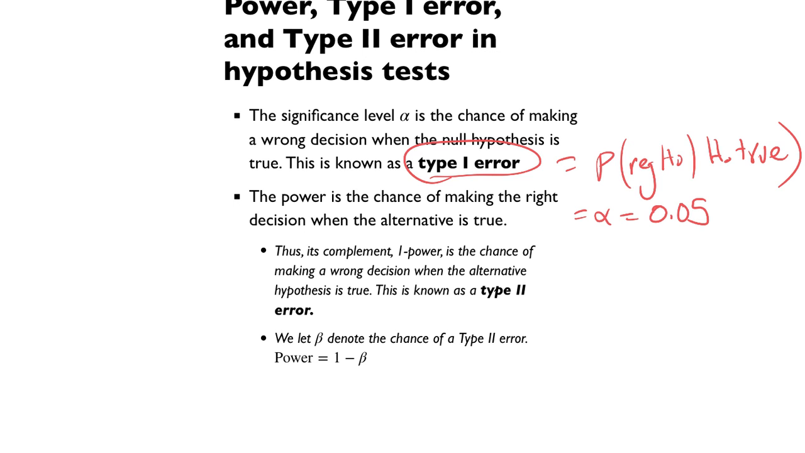Power, well, power is 1 minus the type 2 error, and the type 2 error is just the other kind. So type 2 error is the probability of accepting, or I shouldn't say that, right? We never accept, we fail to reject null when null is false. And sometimes that's called beta. So power is just 1 minus beta, because it's the probability of actually rejecting the null if the null is false.